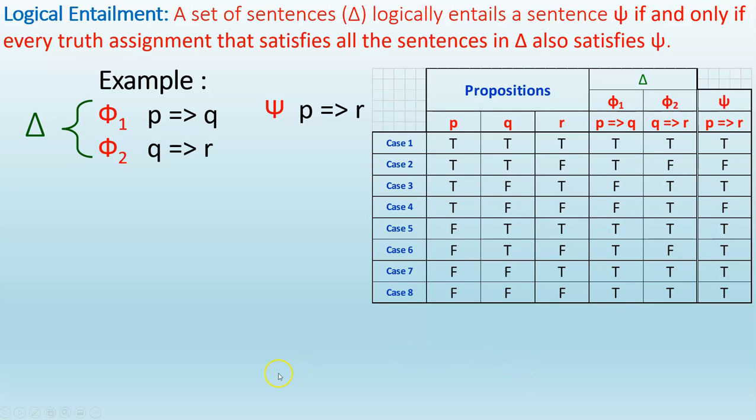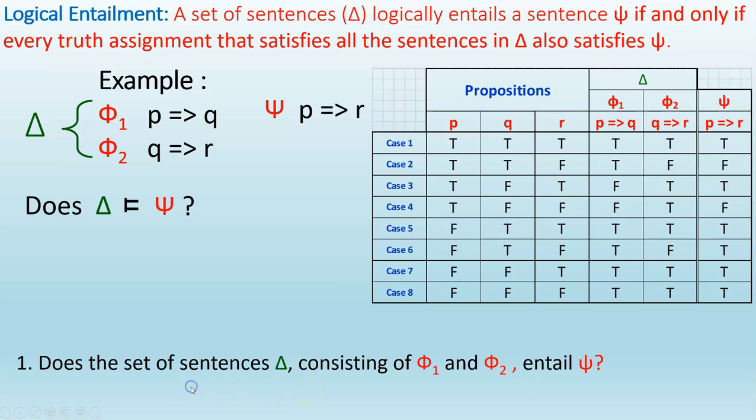Okay, so the question that we might ask ourselves is, does this set of sentences delta, consisting of phi 1 and phi 2, entail psi? This little symbol right here, the laying over pi, or sometimes people call it the turnstile symbol, that means entails. So we're really asking, does delta entail psi? Okay, so how do we answer that using a truth table?